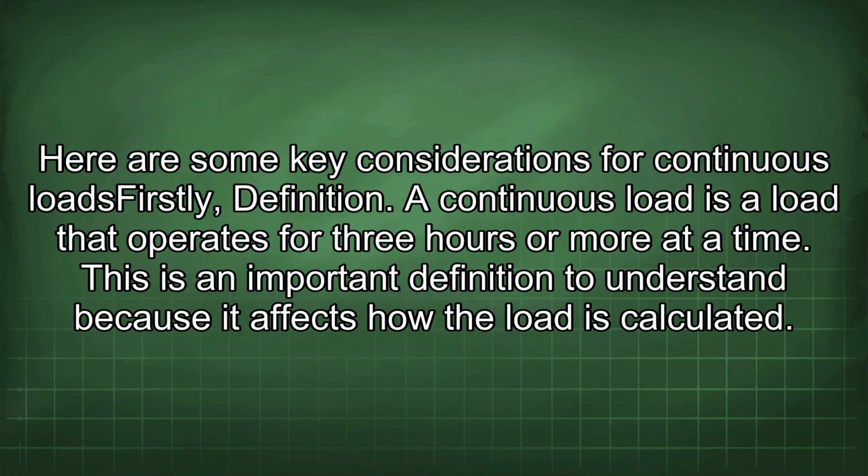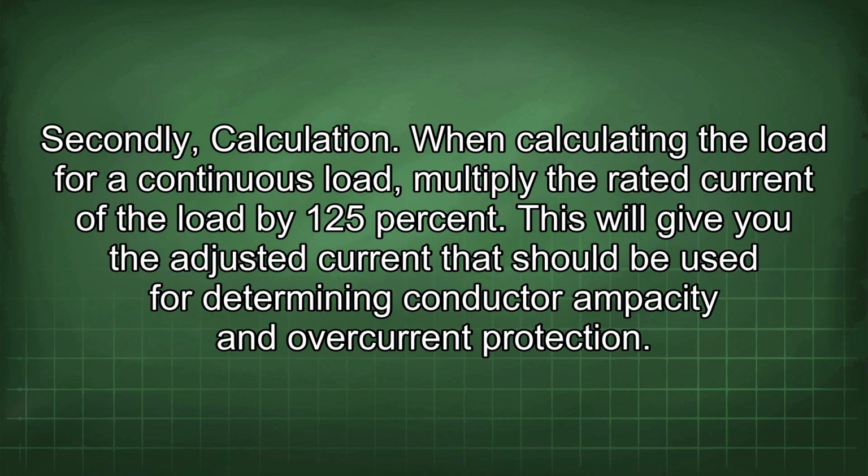Here are some key considerations for continuous loads. Firstly, definition. A continuous load is a load that operates for 3 hours or more at a time. This is an important definition to understand because it affects how the load is calculated. Secondly, calculation. When calculating the load for a continuous load, multiply the rated current of the load by 125%. This will give you the adjusted current that should be used for determining conductor ampacity and overcurrent protection.